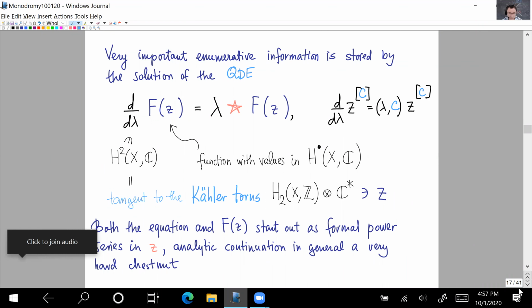Interesting. Okay, there's some lag between when I change the slides and when it changes on your screens.